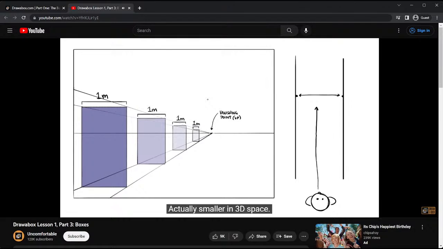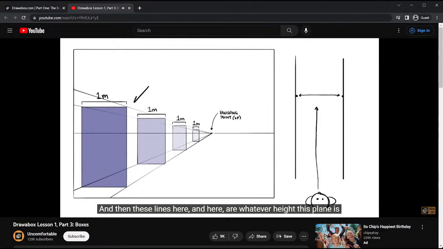It's not actually smaller in 3D space. It's smaller when we draw it as it gets further away. And eventually this 1 meter collapses to this point. And the lines that we've got running alongside of each of these planes are all parallel to one another because these two lines are consistently 1 meter apart. And so are these two lines.